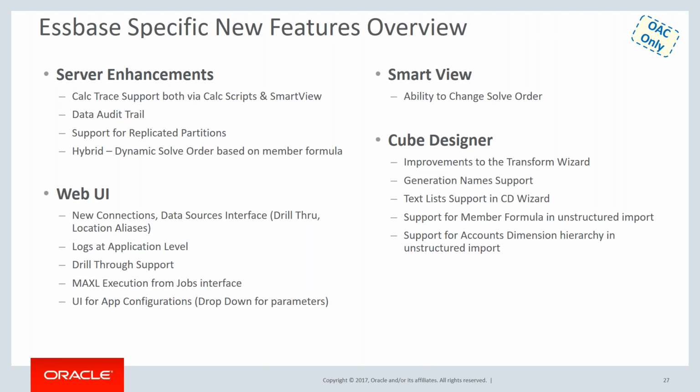Features that are new in the server, in the web UI, in SmartView, and in the Cube Designer, including a thin client modeler for working with Essbase. I won't go through all of these in this webcast. I did want to include it in the slide so you could see at least perhaps your favorite feature is in here. For instance, using Excel execution from the jobs interface, something that will help us out in our implementations.